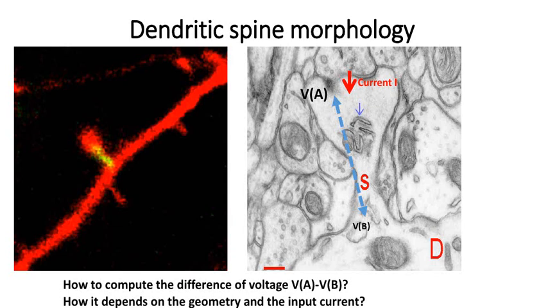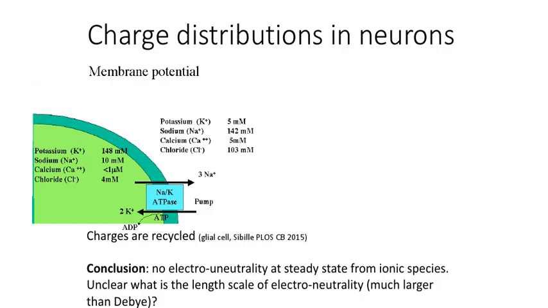So let me summarize the 2 questions. How to compute the difference of voltage VA minus VB, and how does this difference of voltage depend on the geometry and the input current I. So this is just to remind you the context of this calculation.